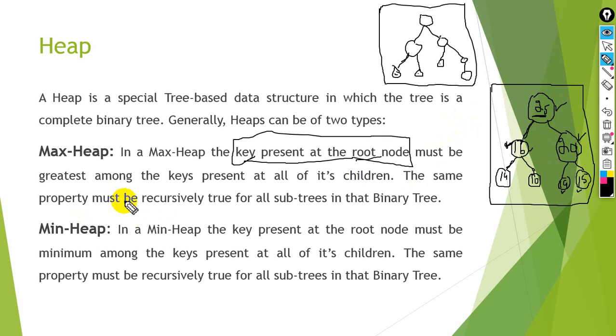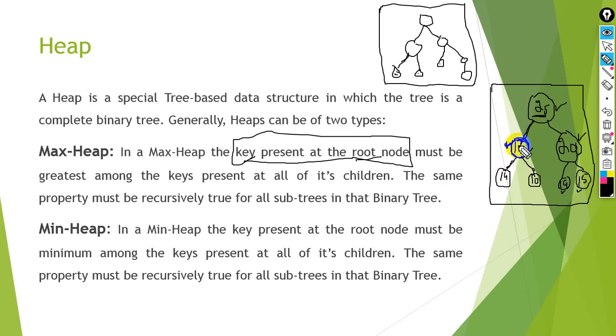The same property must be recursively true for all subtrees of that binary tree. So when we are recursively coming down, here we will have this as now a parent node. So now the child nodes of this parent node, the value in the child nodes must be less than the value in the parent node.